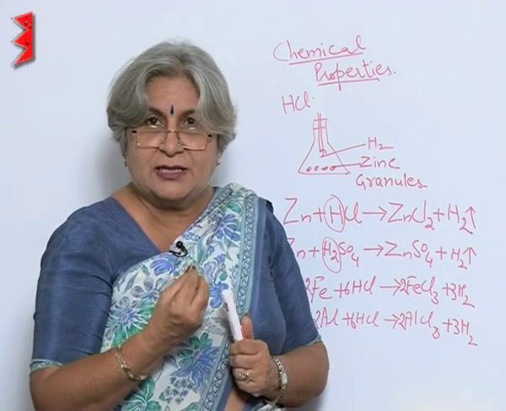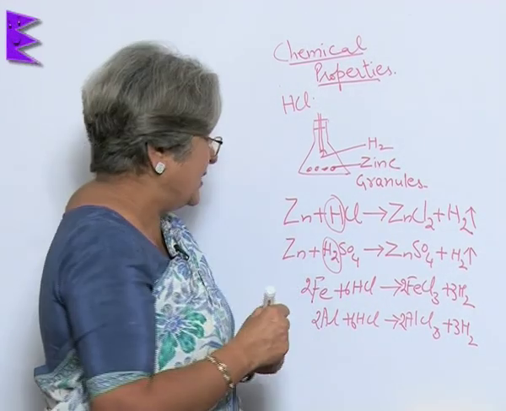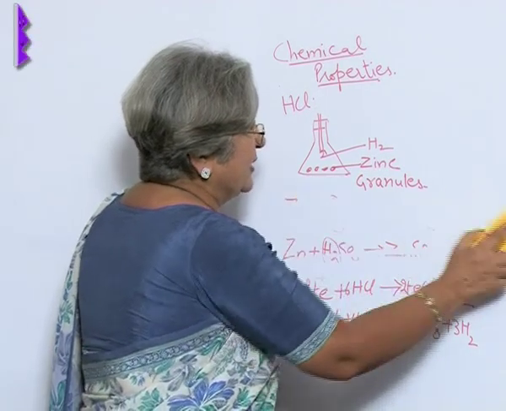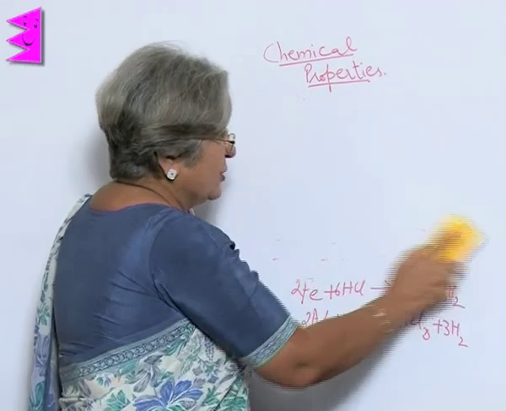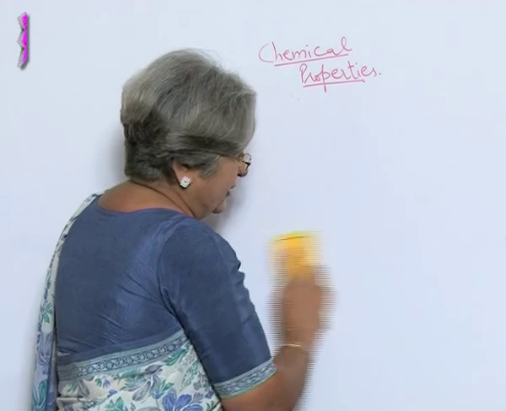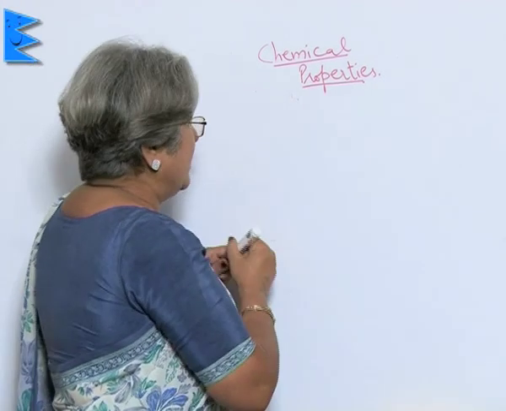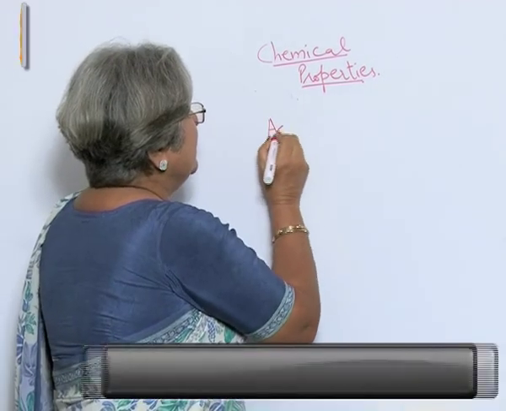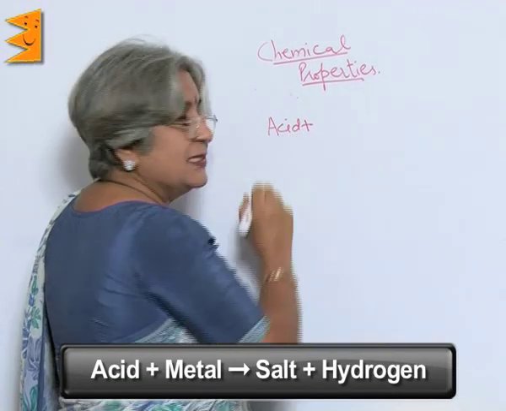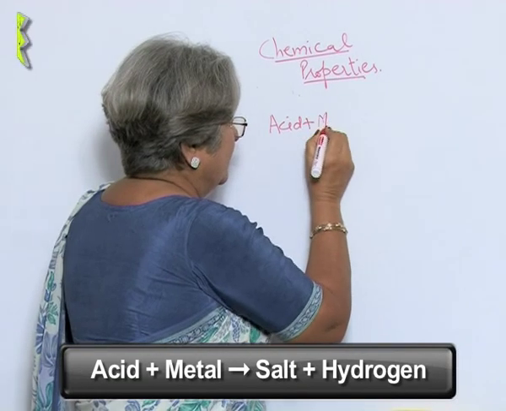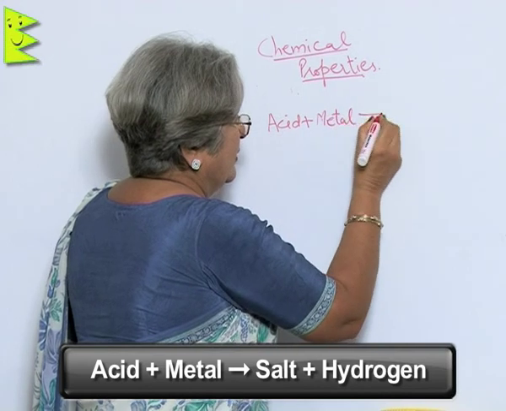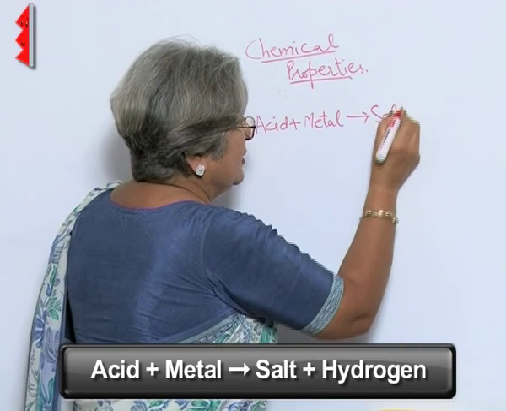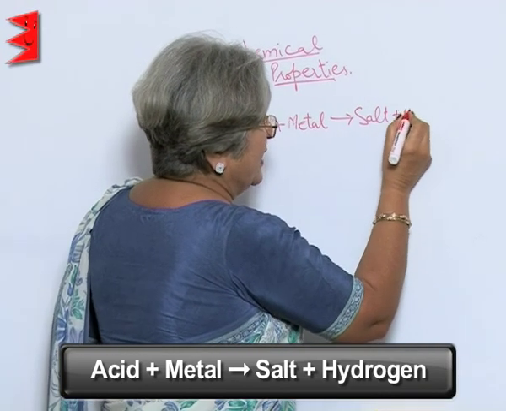So this shows that whenever acids and metals combine with each other, what we get is salt and hydrogen. So the general equation will be acid plus metal gives us salt plus hydrogen.